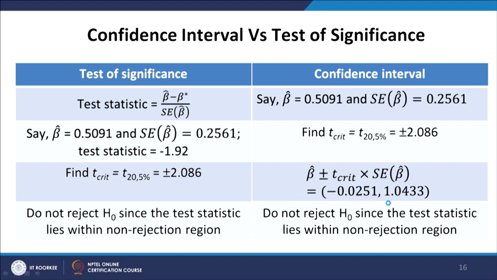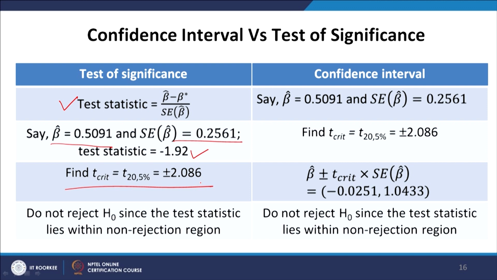This is a table which compares the test of significance and confidence interval approaches. This is how we first calculate the test statistic. Suppose beta hat is 0.5091 and standard error of beta hat is 0.2561, then the test statistic can be calculated as minus 1.92. Then we find T critical as plus minus 2.086. So, we do not reject the null hypothesis since the test statistic lies within the non-rejection region.